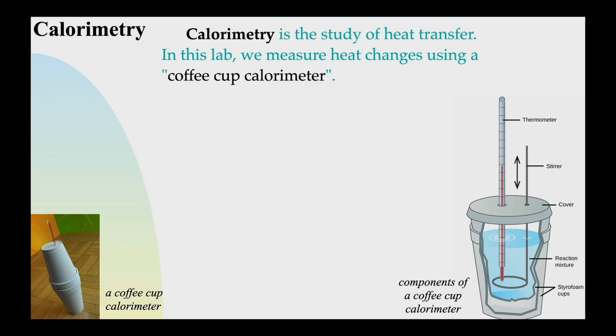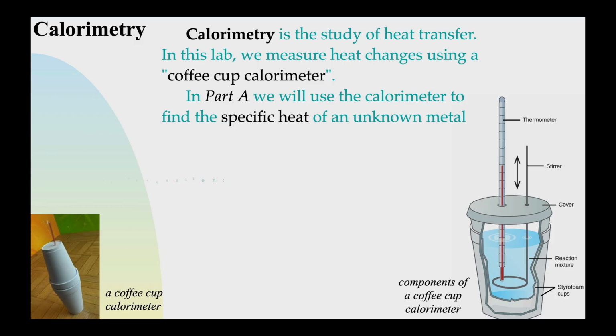The lower right side shows the components of it. So inside you've got the reaction mixture, and you sometimes have some way to stir it, with a thermometer to measure the temperature. On the left-hand side is what a coffee cup calorimeter usually looks like. They're usually just some kind of cheesy coffee cups put together. The coffee cups are there because they're insulated, so you have really good heat retention. It keeps outside heat sources out, stuff like that.